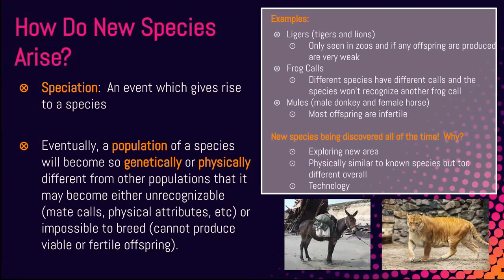Now, new species are being discovered all of the time. We're constantly discovering those. We're exploring new areas. Remember, there's so many places in the ocean that we haven't explored. There's so many other places, like microscopically, that we haven't explored. And also, physically similar organisms, we're finding once we are able to do some genetic testing, that they're more different than we thought they were. And of course, we have more technology that allows us to explore more.